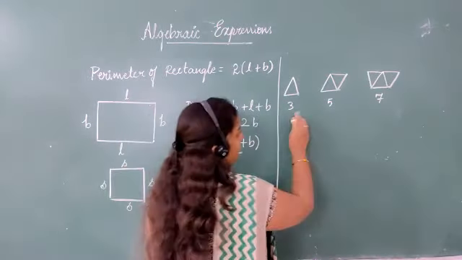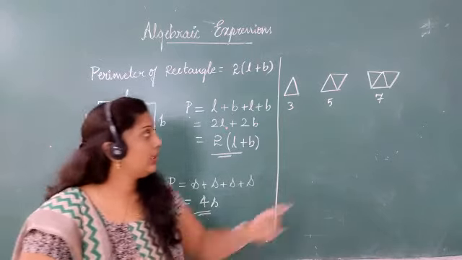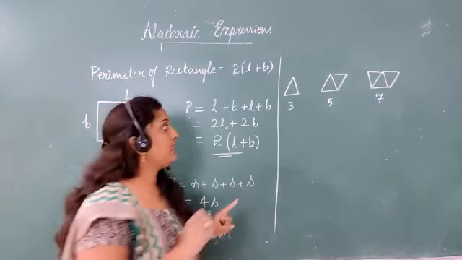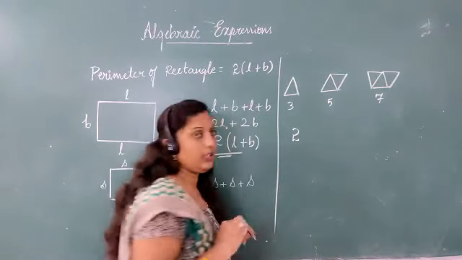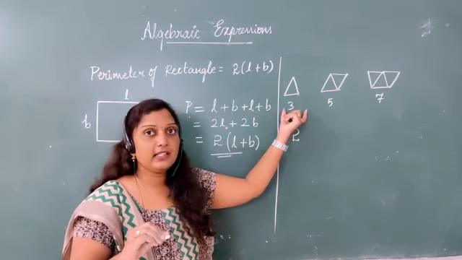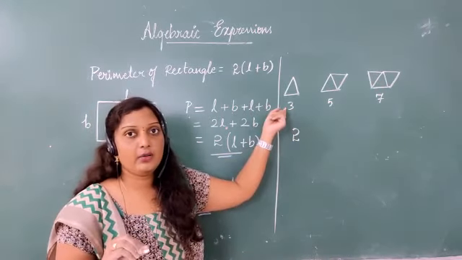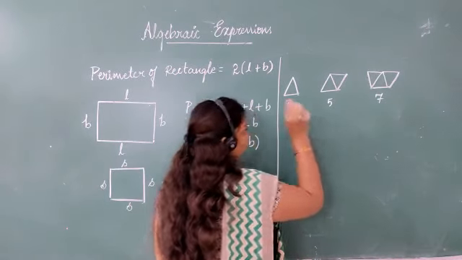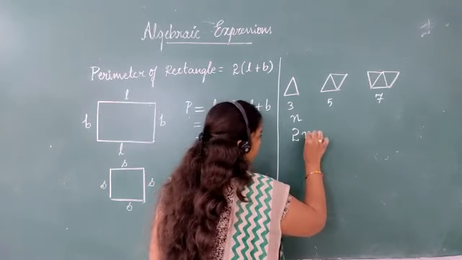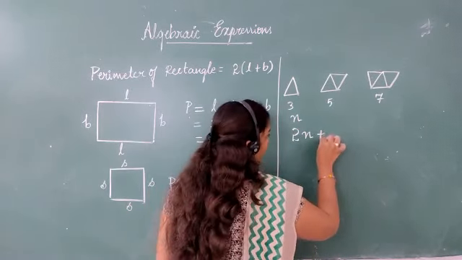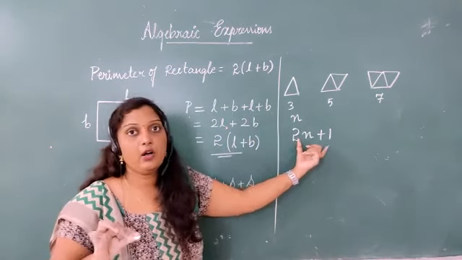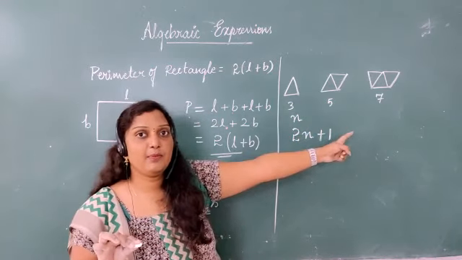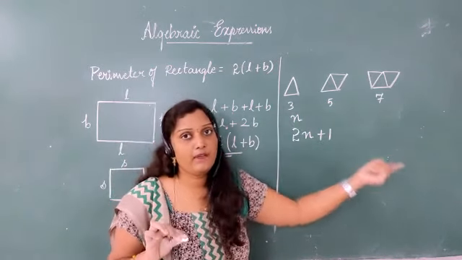See the difference here. 5 minus 3, 2. 7 minus 5, 2. So the common difference you have is 2. See the first value, it is 3, right? And the number of triangles included here is 1. So let the number of triangles included be n. I will write 2n plus 1. This is the general algebraic expression or general rule for the number of line segments included in the given number of triangles.